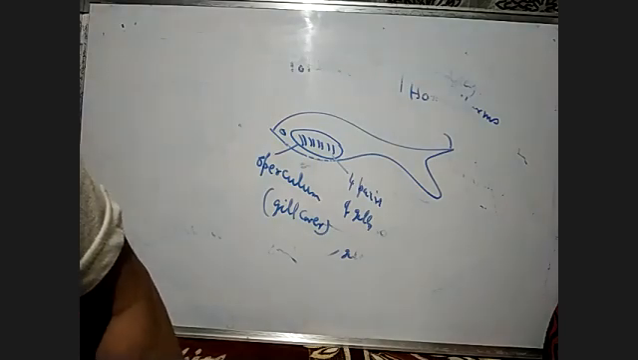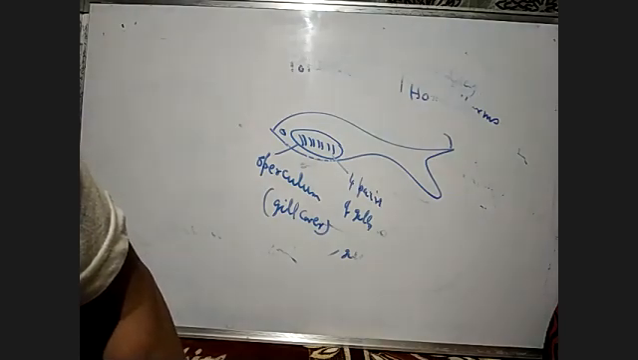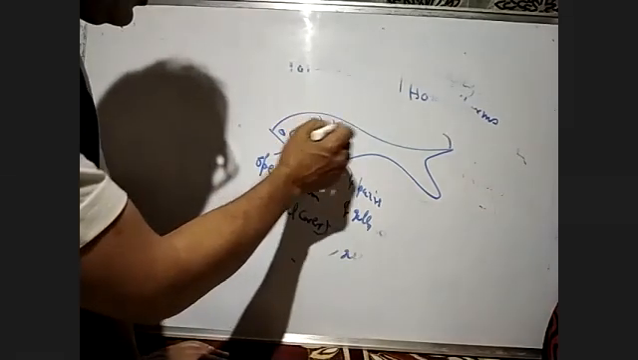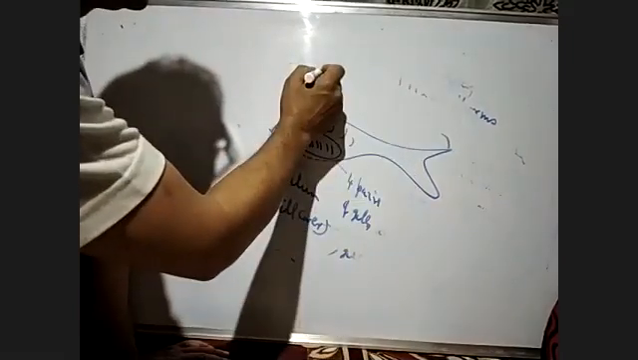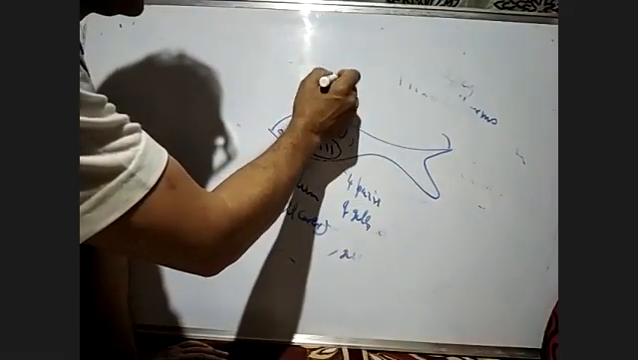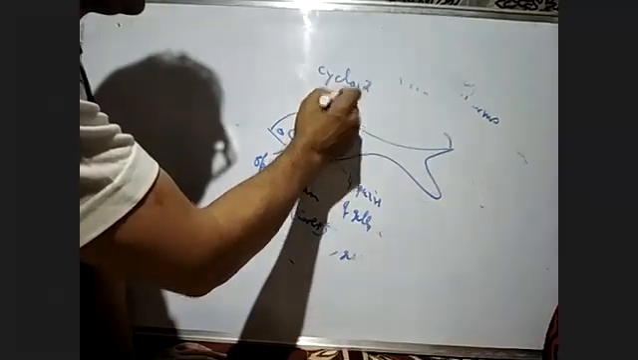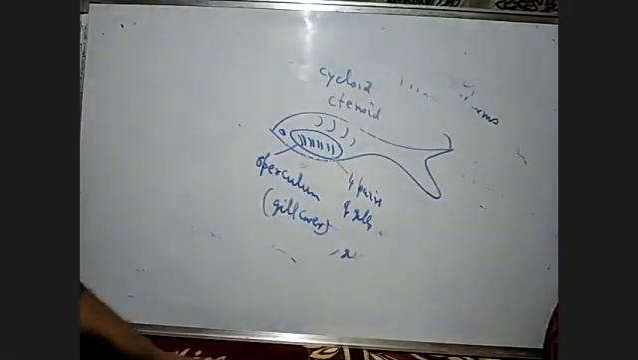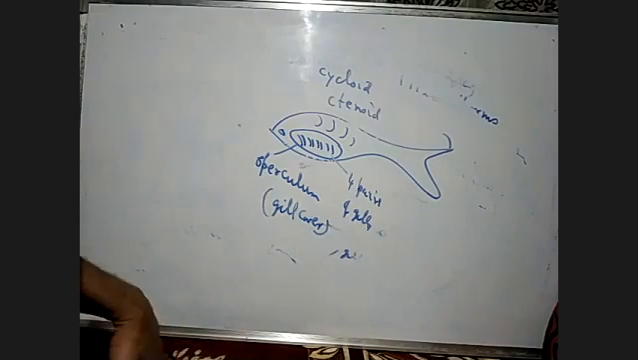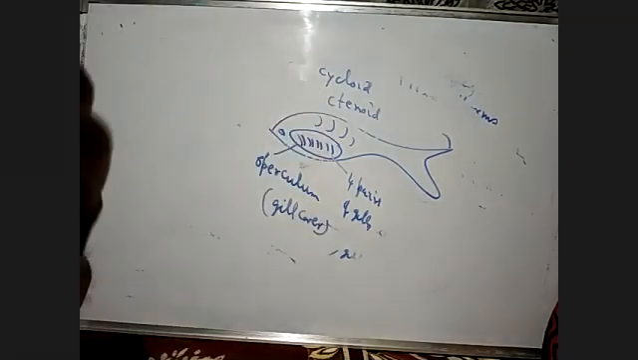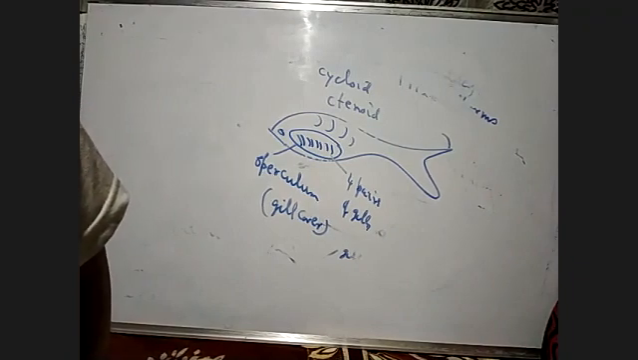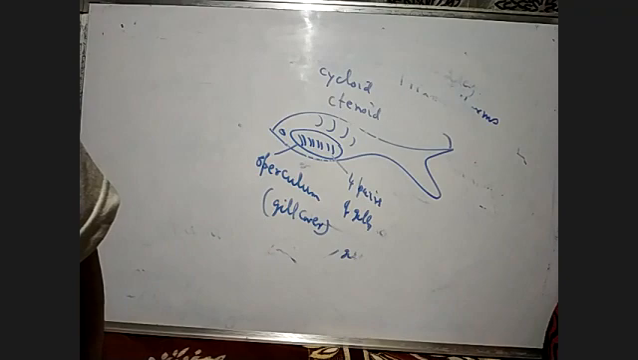Then the skin is covered with cycloid or ctenoid scales. Here on the skin, they have either cycloid scales or ctenoid scales. Cycloid or ctenoid are slightly smaller scales; the longer scale is called ctenoid, and the circular scale is called cycloid scale on the body.